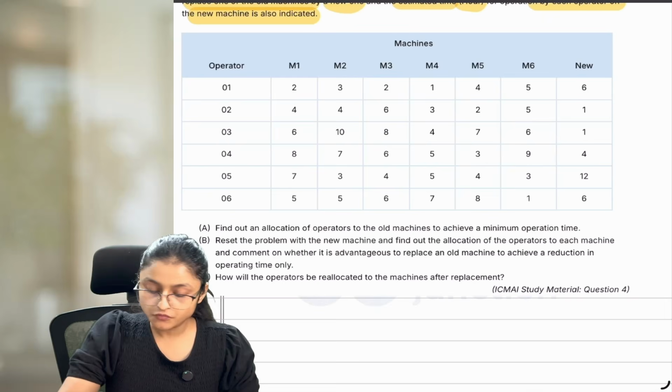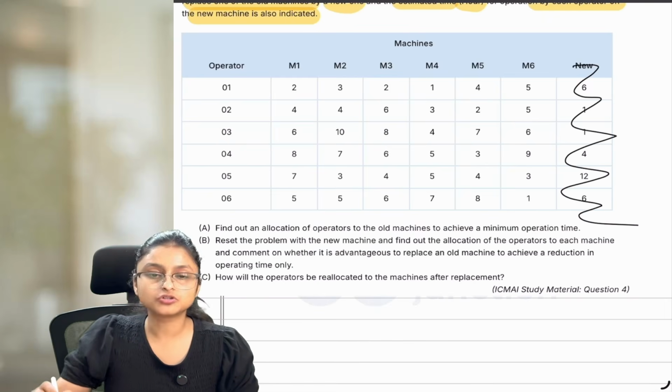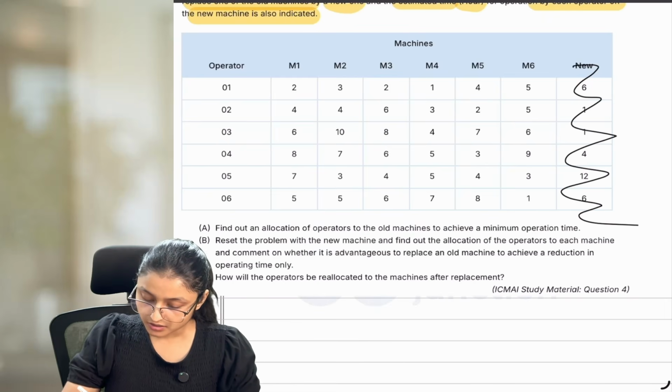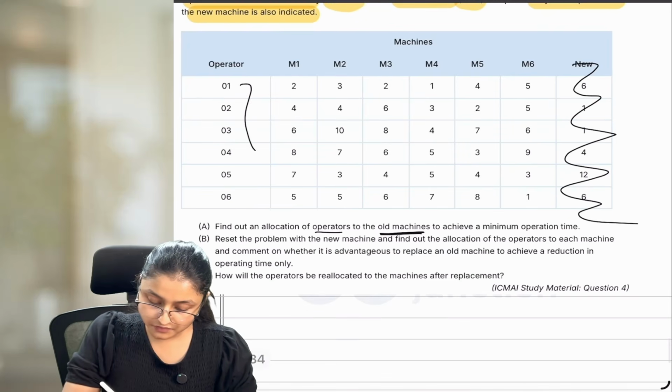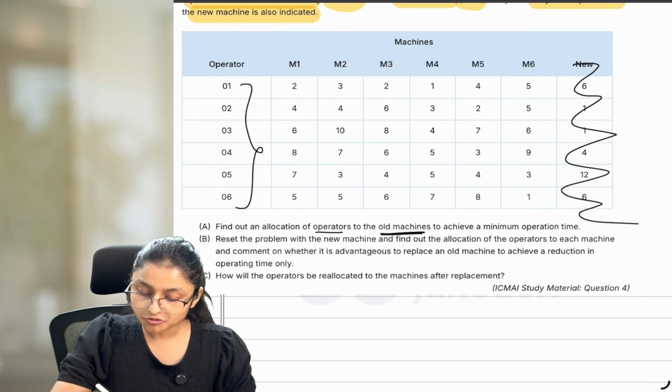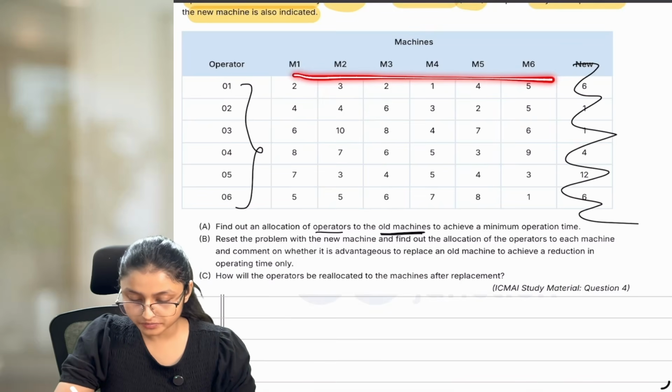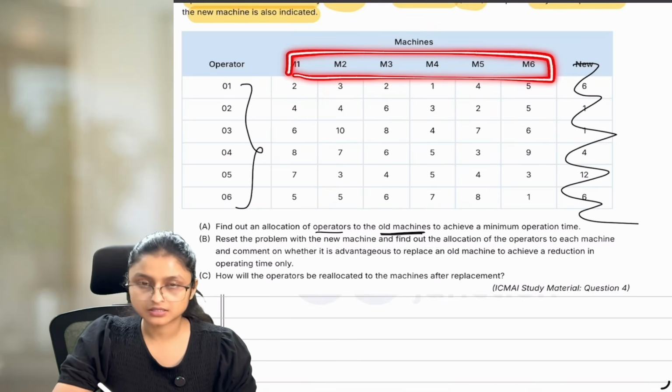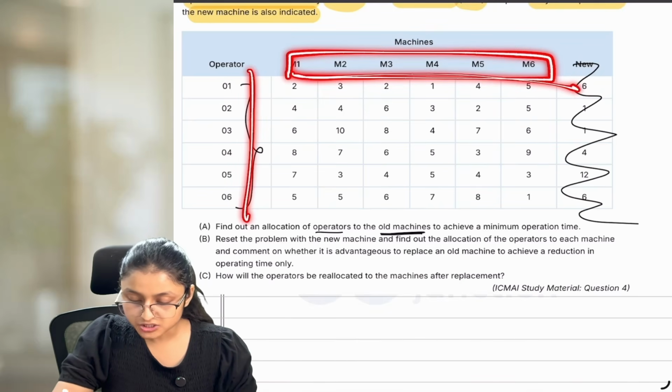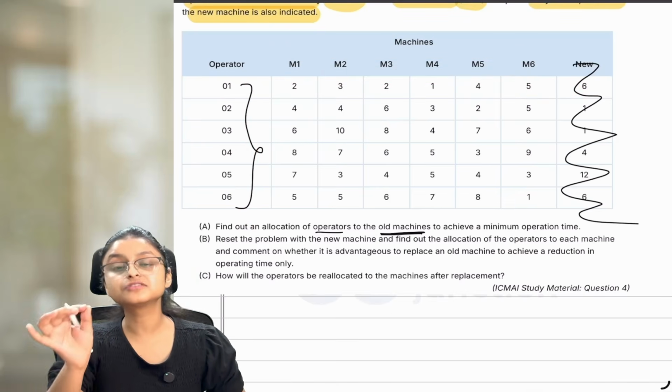The question is now focusing only on the old machines and not on the new machine. The question is saying, find out allocation of operator to the old machines. And if you notice, here we have 6 operators. And if I take only 6 machines which are old machines, then the machines are also 6. Operators are 6, machines are 6. That means it is a balanced scenario.